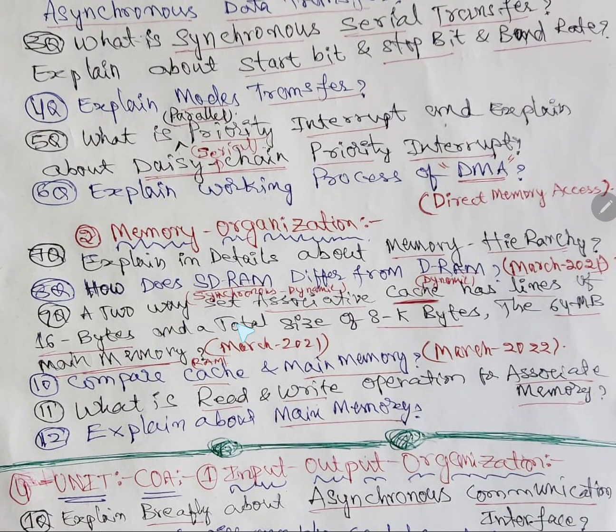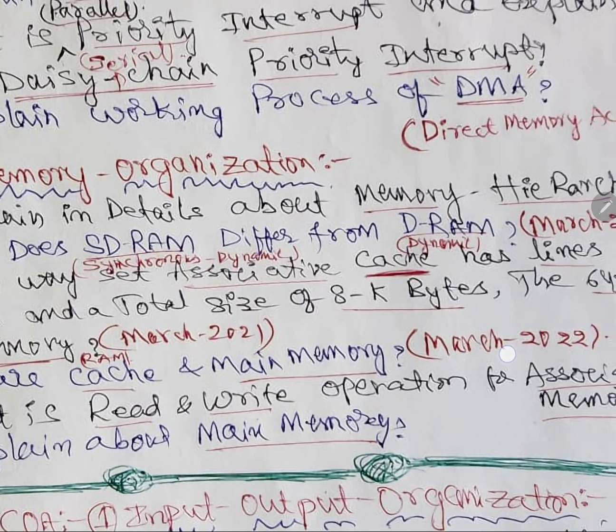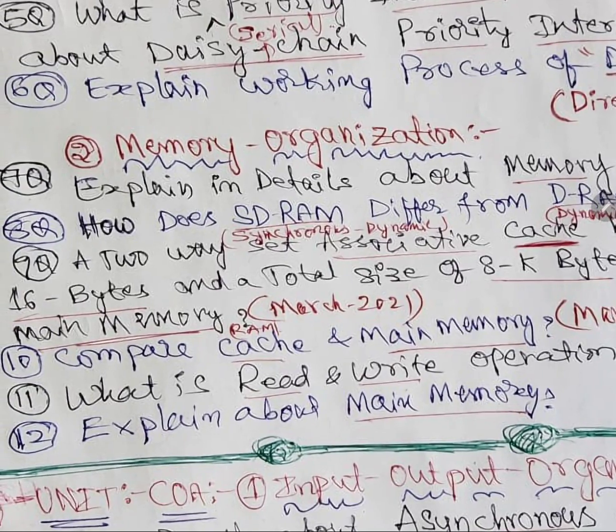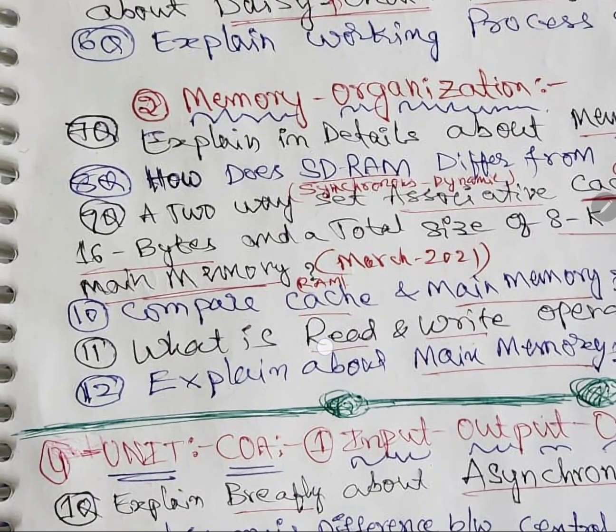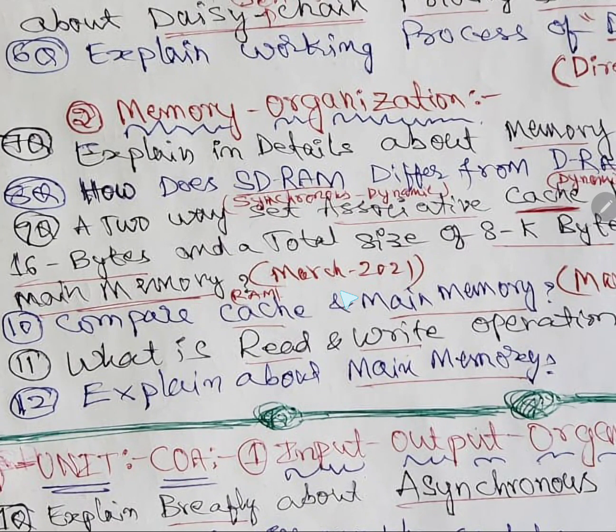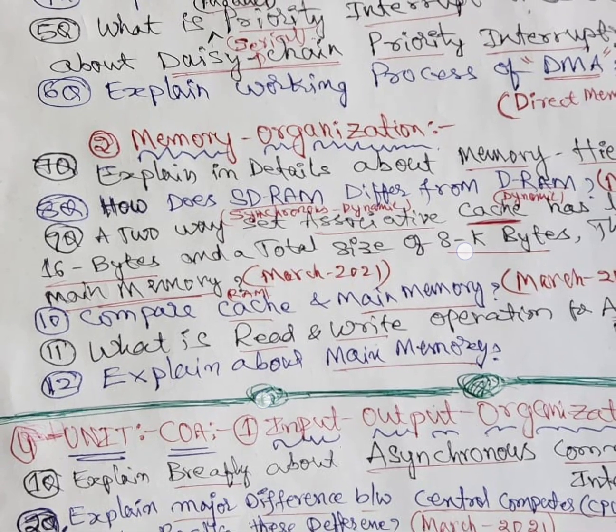Next, we'll go with the next question. Seventh question: a two-way set associative cache has lines of 16 bytes and a total size of 8K bytes, with 16 MB main memory. This was asked in March. See here, while reading the question paper, students get scared. But this is a very easy question, a direct question actually. He has given 16, these, those, that.